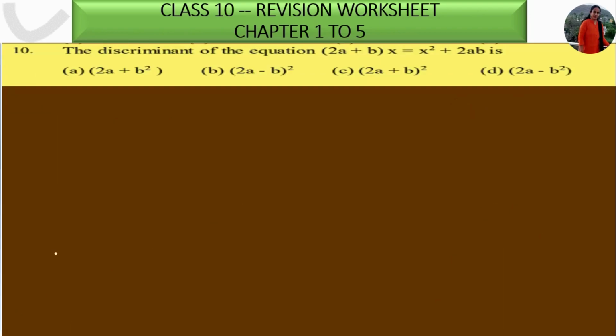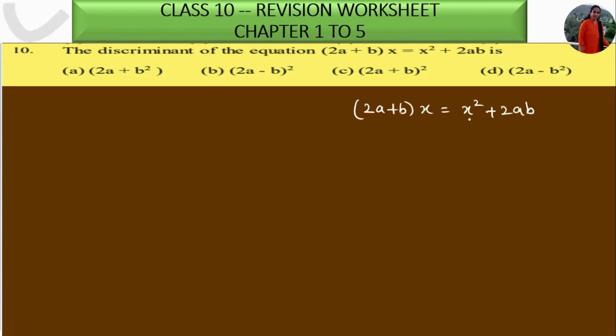So next question, the 10th one. The discriminant of the equation (2a plus b) into x equal to x square plus 2ab is dash. There are 4 options. Let us find out the discriminant. So what is the question? (2a plus b) into x equal to x square plus 2ab. Now let us write it in a proper quadratic equation.